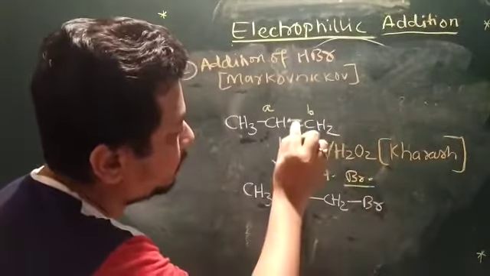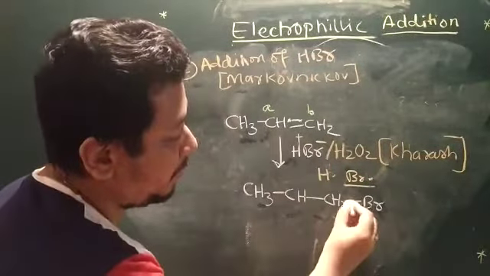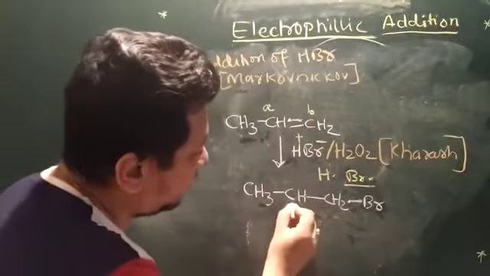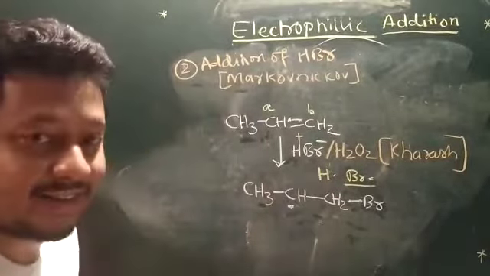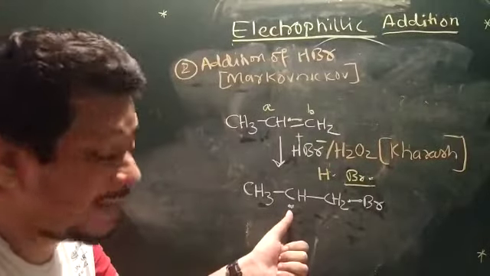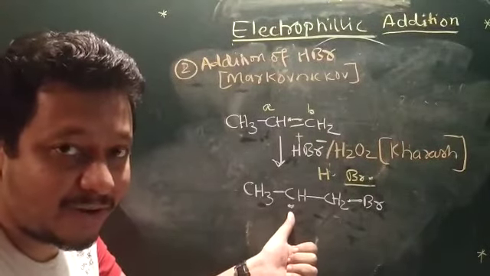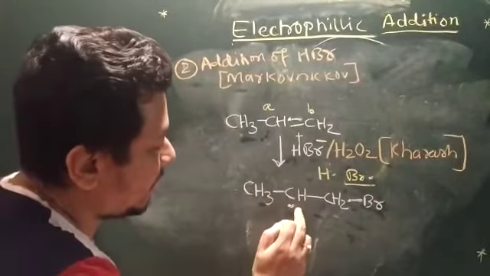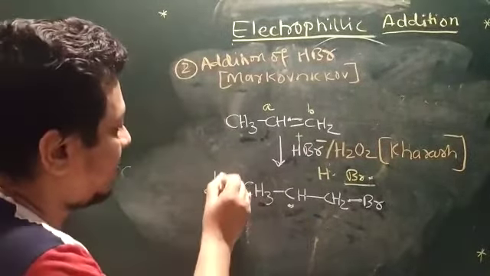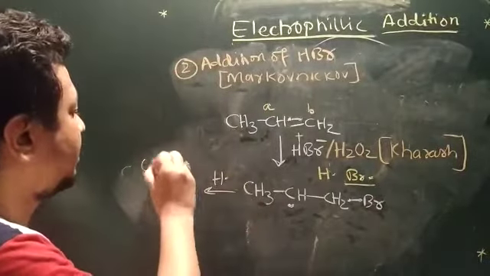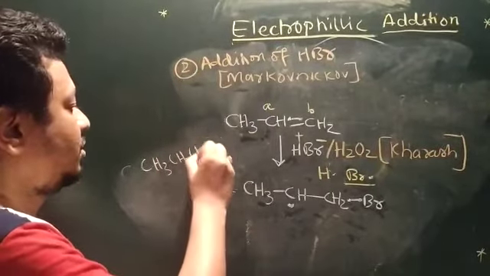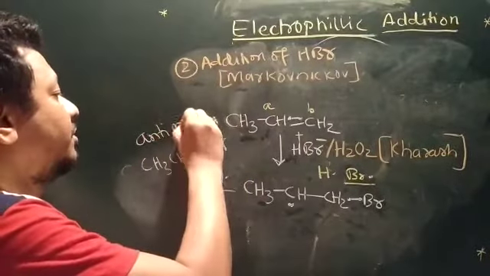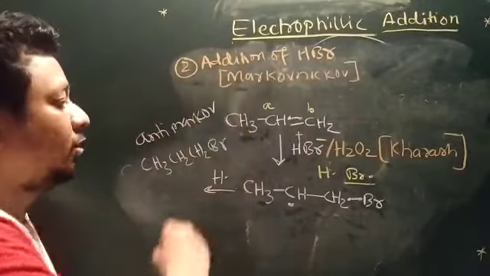This one electron forming 2 electrons is 1 bond. Now this electron remains over here. If you see, this is a stable free radical, not a carbocation, and this hydrogen will come over here and they form simple CH3 CH2 CH2Br, which is the anti-Markovnikov product. So that you must remember.